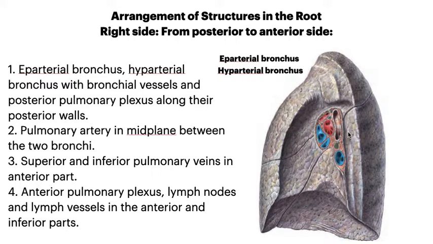Okay. Now, eparterial, hyparterial bronchus with the bronchial vessels and the posterior pulmonary plexus along their posterior wall, pulmonary artery in the midplane between the two bronchi, the superior and the inferior pulmonary veins in the anterior part, anterior pulmonary plexus, lymph nodes and lymph vessels in the anterior and the inferior parts.